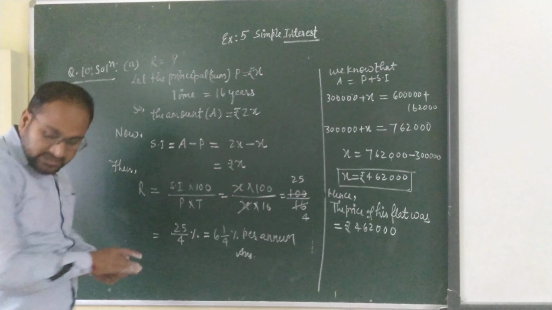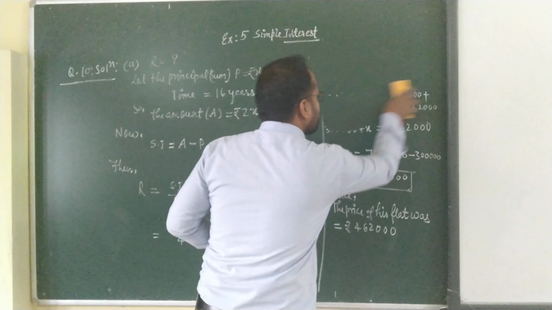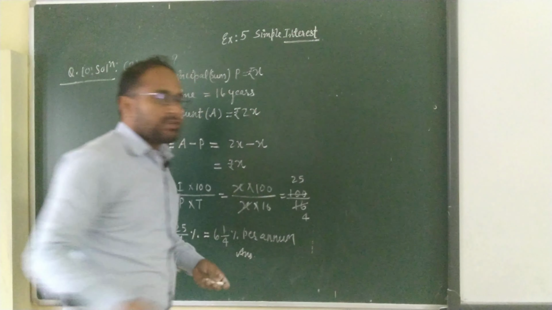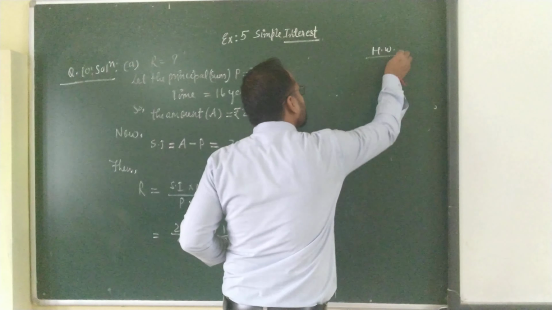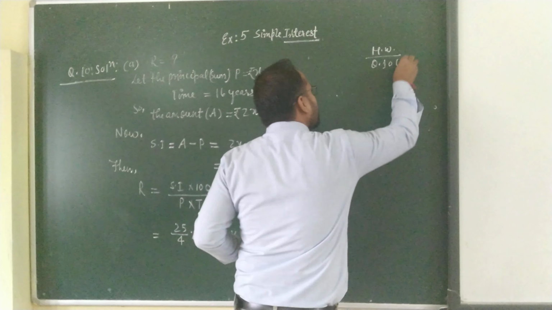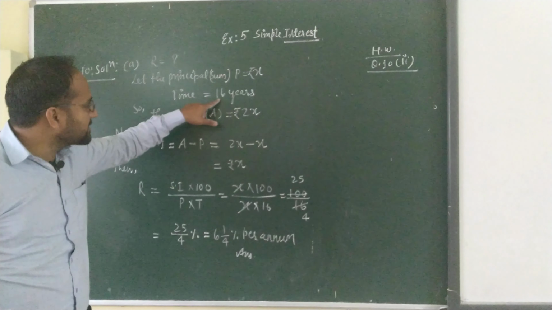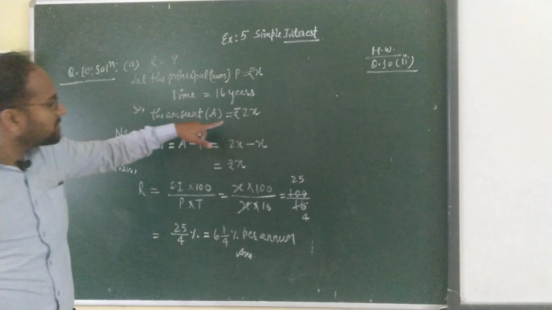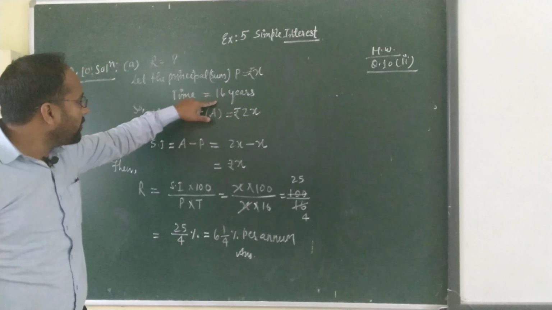And question number B: find the rate of interest if the sum of money gets double in 8 years. This one is your homework, students, and please send your solution in the comment box. Question number 10, second part, you will do the same as it is. Here in place of time, it is given that 8 years and the amount gets double, so the amount is 2x, principal is x. Only the time changes: in place of 16, you will write 8, students.